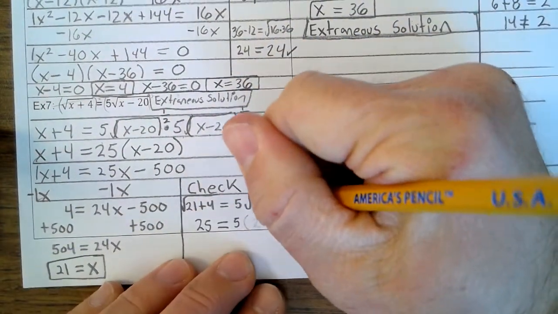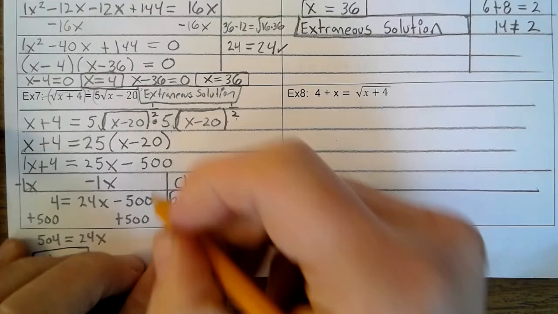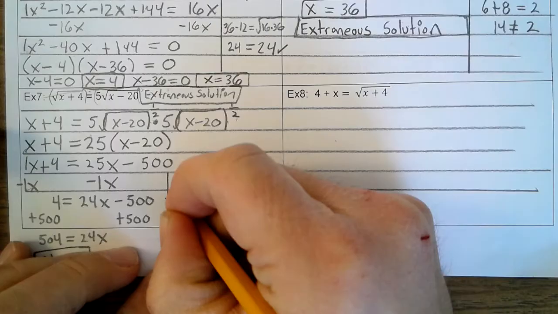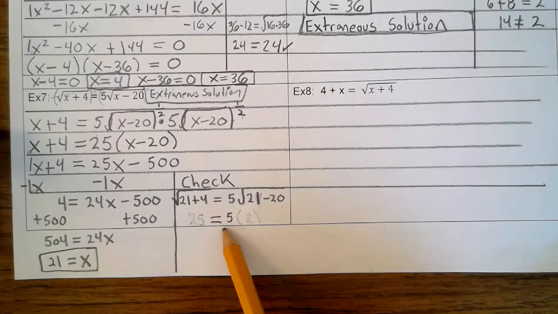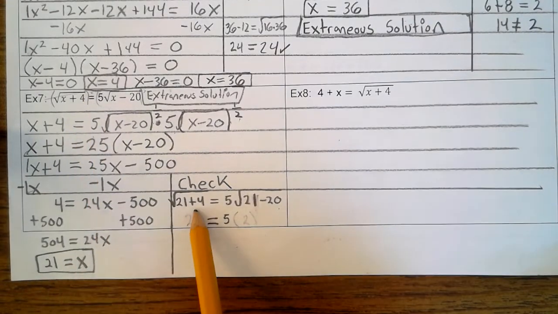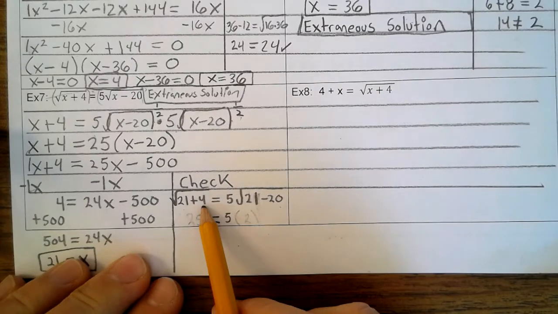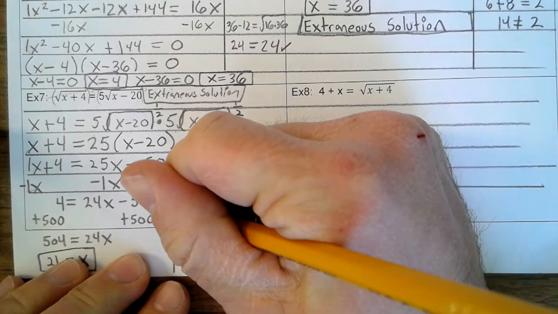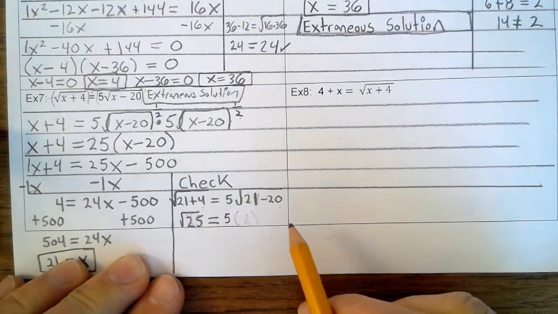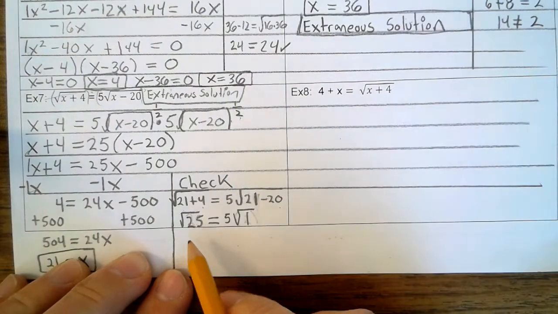I'm glad I made that mistake there, because sometimes you want to go back and look at the original equation and ask, did I put the number correctly into the equation? That's why you want to make sure it's not extraneous, that it could be an actual correct solution. So in this case, 21 plus 4 is 25, square root of 25 equals 21 minus 20 is 1, so square root of 1. Square root of 25 is 5, square root of 1 is 1, so 5 equals 5. So x equals 21 is the solution.